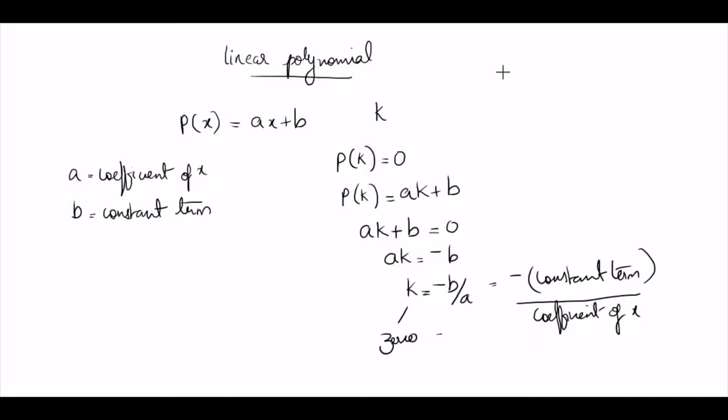So let's take an example. 2x plus 3 is a linear polynomial. If you want to find the zero of this polynomial, you know the zero of the polynomial is minus b by a. b is the constant term, so minus 3 by a. a is the coefficient of x. So minus 3 by 2 is the zero of this polynomial. That is the relationship between the zero and the coefficients of a linear polynomial.